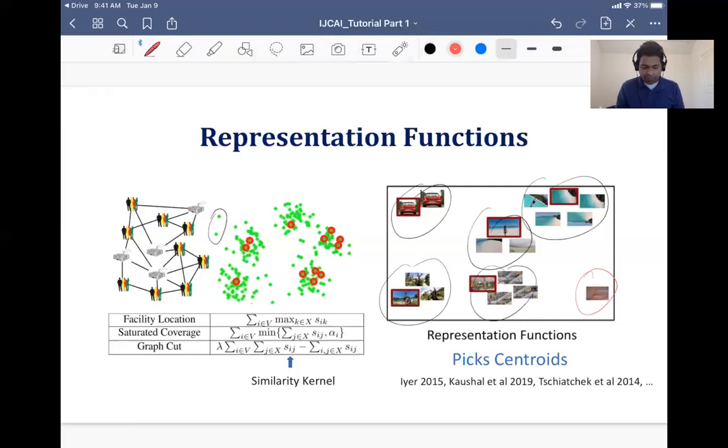Right. One example of a representation function is facility location. This objective, in fact, is very similar to a k-medoids objective, right, which is the sum over i in V of max over k in X of s_ik. And again, I'm not going to spend too much time right now, but you can see the similarity, right? So k-medoids actually operates on distances. So instead of a max, it's a min, and instead of maximizing the facility location, you're minimizing the k-medoids, right? But essentially, they are both connected by just a minus sign. So as we can expect, representation functions will pick centroids.